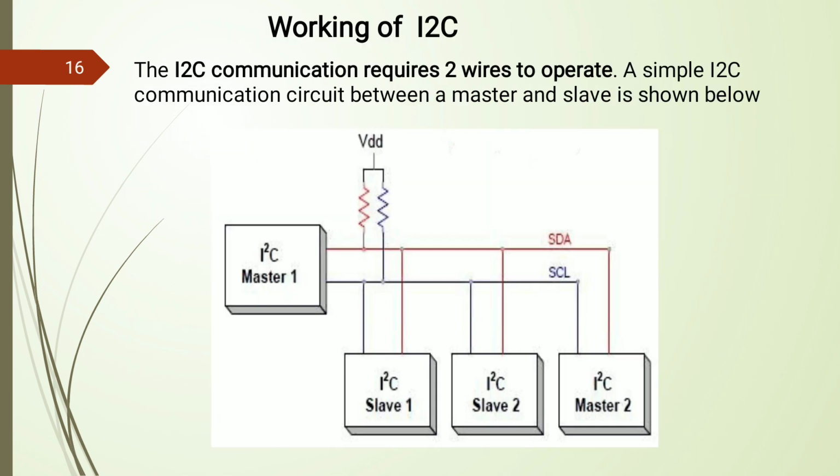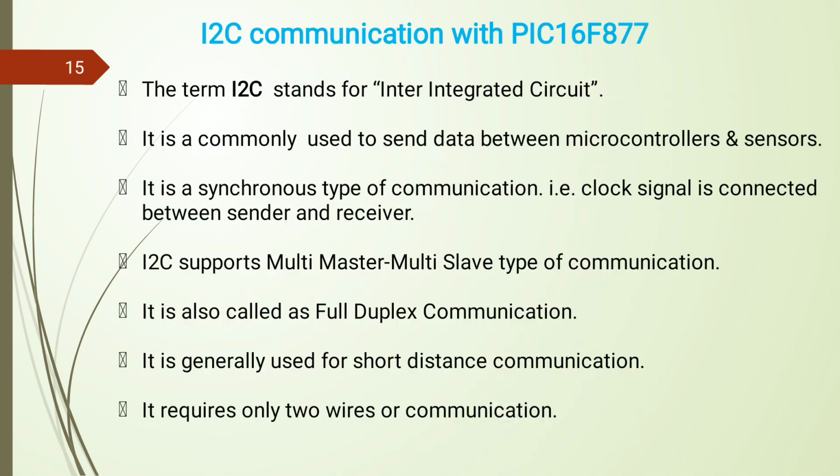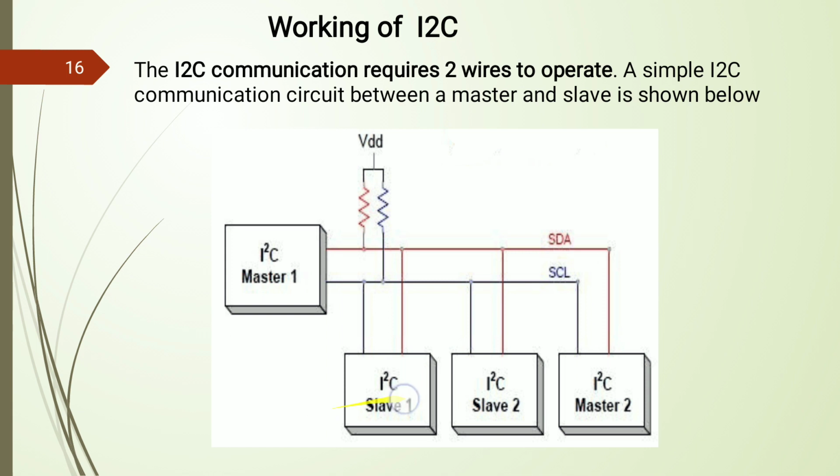So in the working of I2C, first the master, slave 1, slave 2, like this, and suppose we consider a second master is also there. For this, there are SDA and SCL. SCL is nothing but the clock, which is connected between master and slave for every synchronous type of serial communication. Another line is SDA. SDA is nothing but the serial data line, which is also connected between each master and slave device.